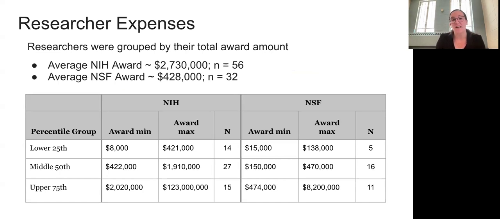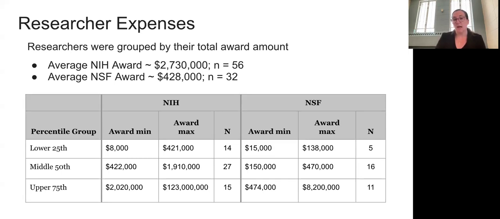So we had 56 NIH researchers, 32 NSF researchers. We actually only had 3 people who responded from DOE, so we haven't included them broken out separately. But one of the things we were interested in is whether data management sharing costs would differ for those different size awards. So for each of those groups, we split the sample into those grant awards that were the smallest. So that's that lower 25%. These are the smaller awards.